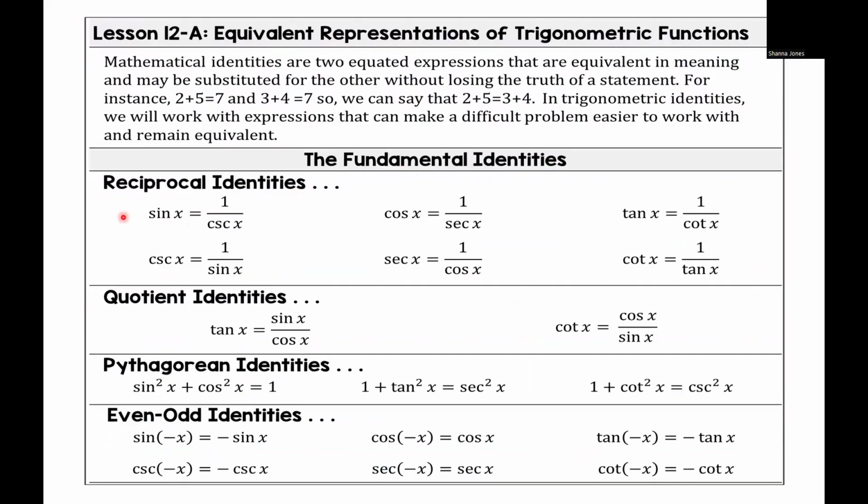identities, which are telling you that sine x equals 1 over cosecant x. Cosecant x is 1 over sine x. Cosine x is 1 over secant. Secant is 1 over cosine. Tan x is 1 over cotangent. And cotangent is 1 over tangent.